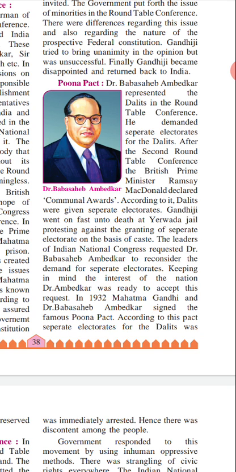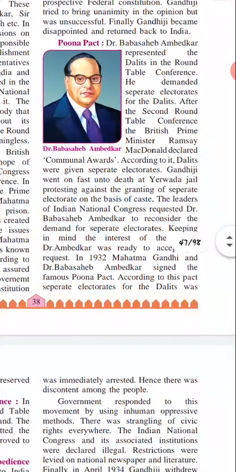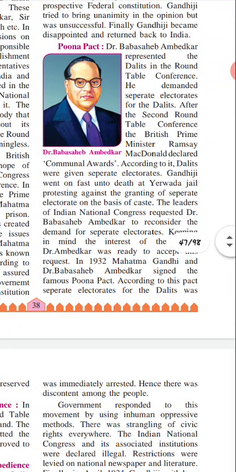Gandhiji went on fast unto death at Yerwada jail, protesting against the granting of separate electorates on the basis of caste. The leaders of the Indian National Congress requested Dr. Babasaheb Ambedkar to reconsider the demand for separate electorates. Keeping in mind the interest of the nation, Dr. Ambedkar was ready to accept this request.